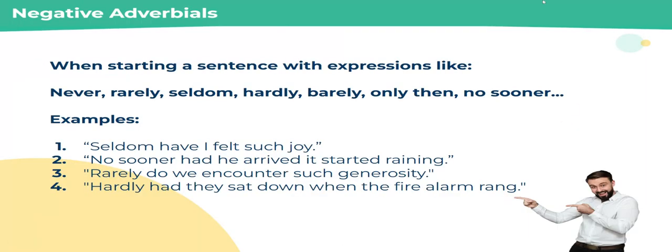Here we go with some negative adverbials. So when starting a sentence with expressions like never, rarely, seldom, hardly, barely, only then, or no sooner, we can use inversion. Let's have a look at some examples. Number 1. Seldom have I felt such joy.